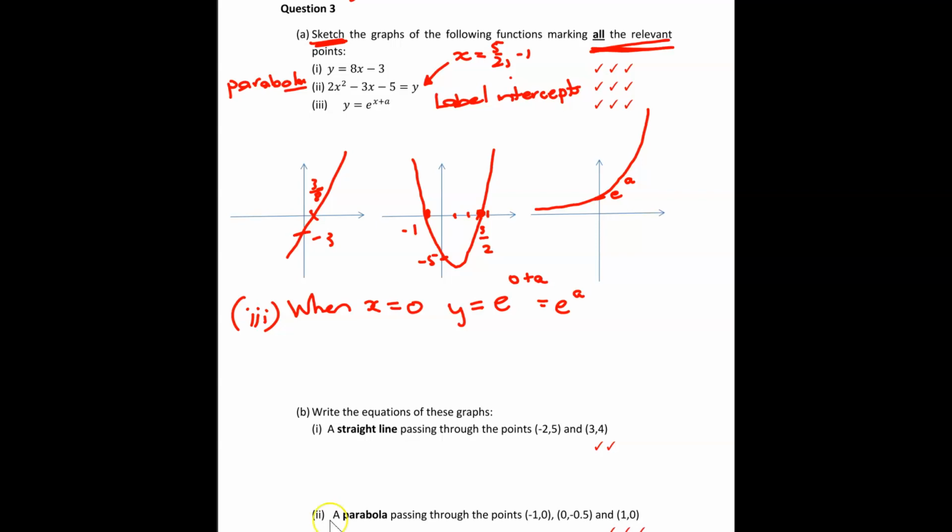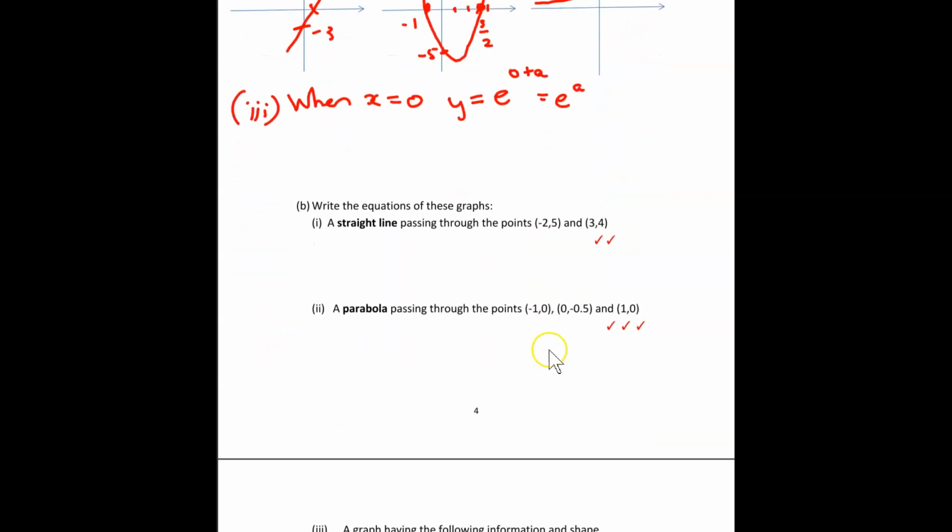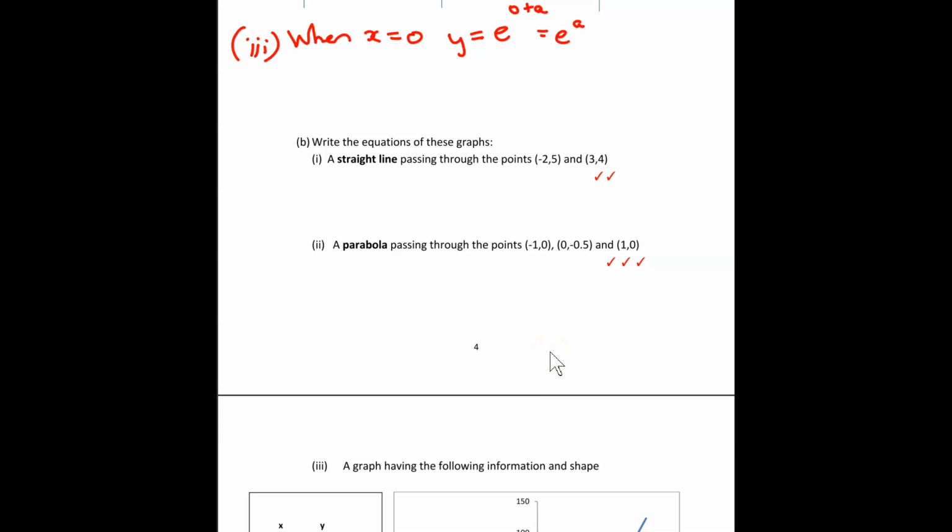Part B. Now there are 3 parts to part B. Many of you just ignored part 3. I don't know whether that was because you didn't know what to do or you didn't know the answer, but you just ignored part 3.